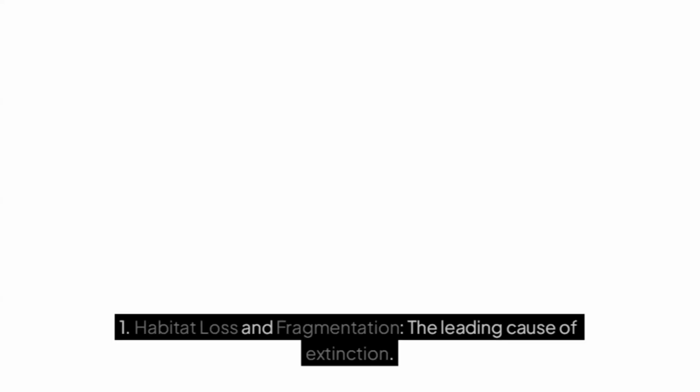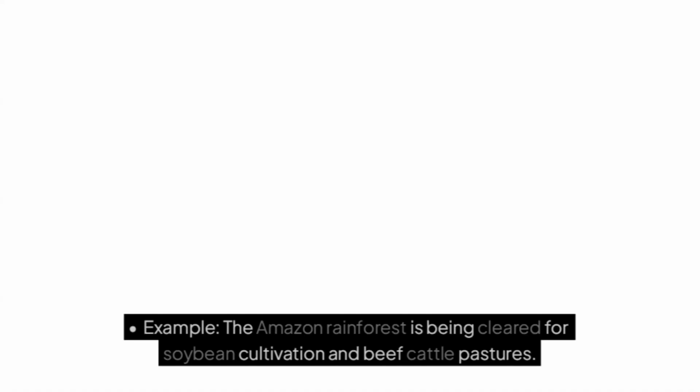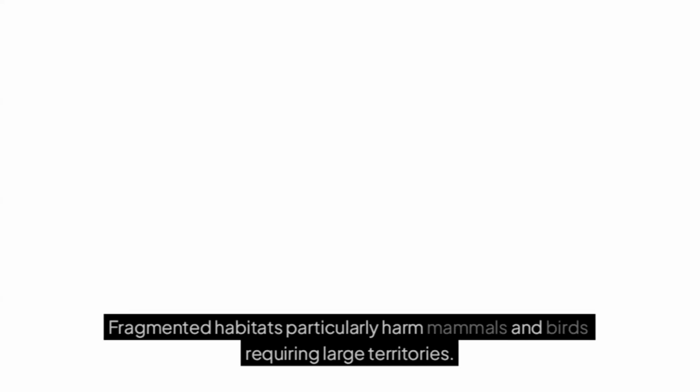1. Habitat loss and fragmentation, the leading cause of extinction. Tropical rainforests have dropped from covering 14% of the Earth's land surface to less than 6%. Example: the Amazon rainforest is being cleared for soybean cultivation and beef cattle pastures. Fragmented habitats particularly harm mammals and birds, requiring large territories.